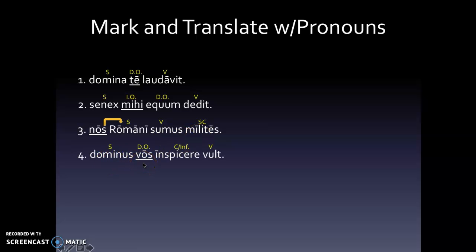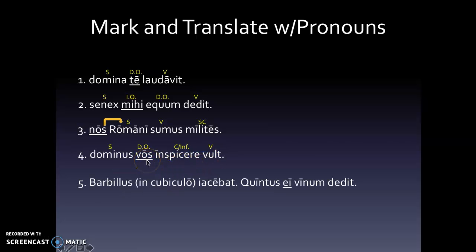Vos is our pronoun here. Dominus, nominative, subject. Vos can be nominative or accusative, but since we already have a definite nominative here, this is going to be our accusative and therefore our direct object. We have a complementary infinitive. It's completing the idea of the main verb. So the master wants to inspect you all.